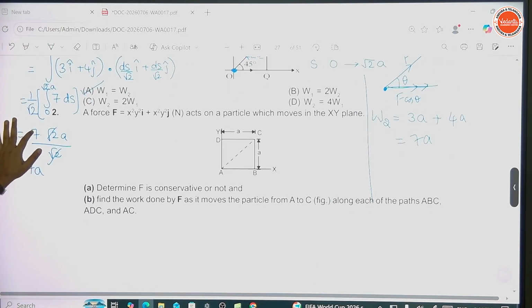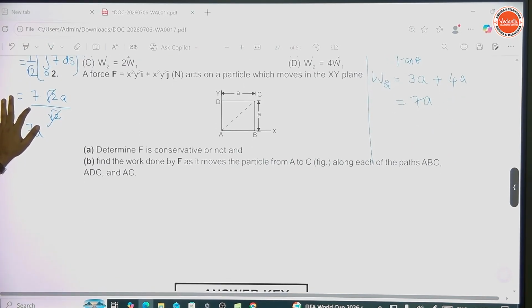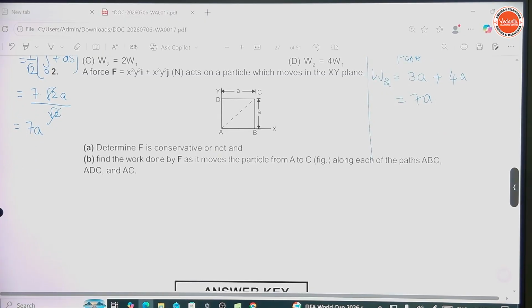Now look at this one. A force F is equal to x square y square i cap and x square y square j cap newtons acts on a particle which moves in the xy plane. Now determine whether F is conservative or not.